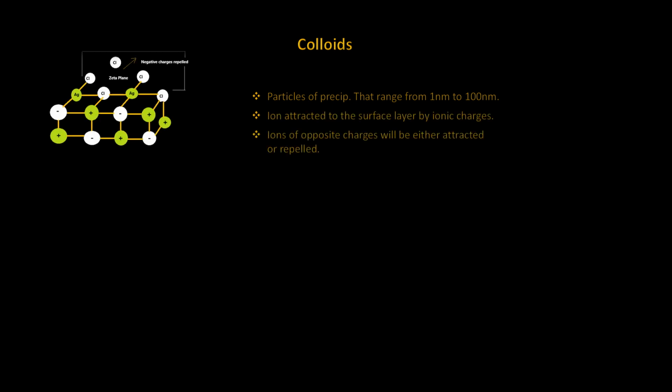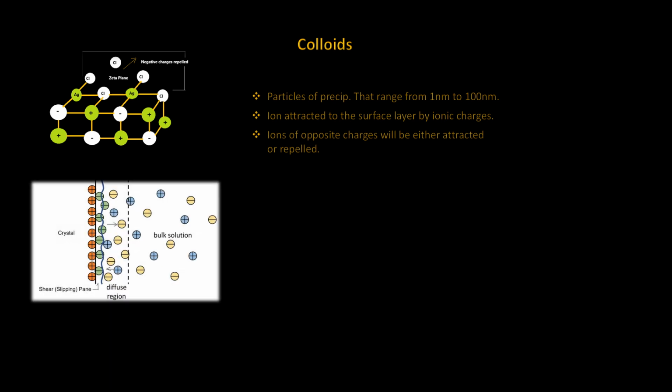Colloids are unwanted items. These are particles of precipitate that are microscopic. They range in size from 1 nanometer to 100 nanometers. Ions are attracted to the surface of a growing crystal by ion charges. These charges are either positive or negative. This will either attract an ion or repel it. The process is referred to as the zeta potential.